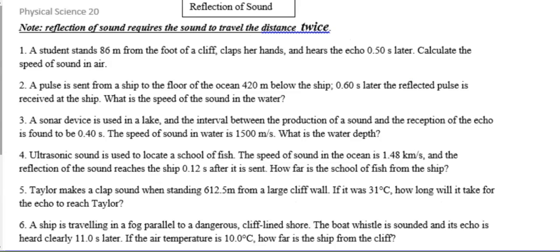I'm going to stop there because I could probably go on forever on this topic. Try the reflection of sound problems. Remember that if you're given the total time, divide it by 2, otherwise it's not going to work out for you.